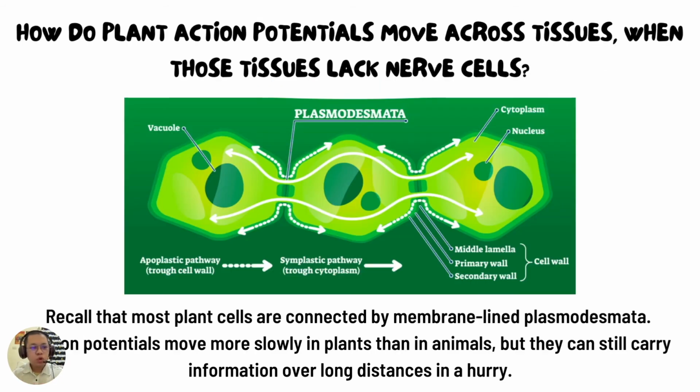If we compare plants to animals, animals have nervous systems, or nerve cells. But what about plants? We all know that plant cells are connected by membrane-lined plasmodesmata. Signals move more slowly in plants than in animals, but they can still carry information over long distances in a hurry.